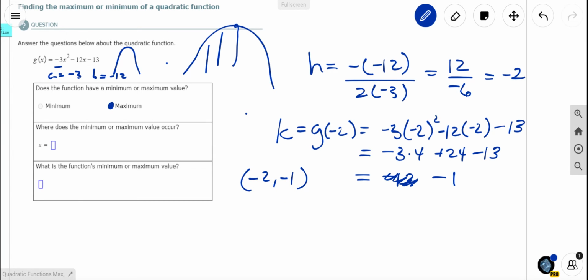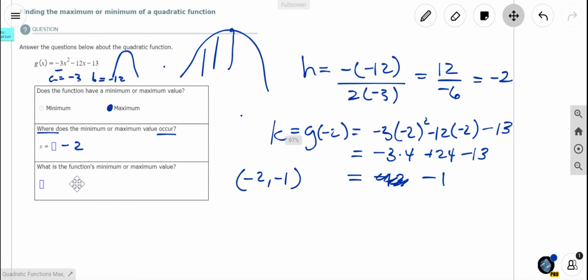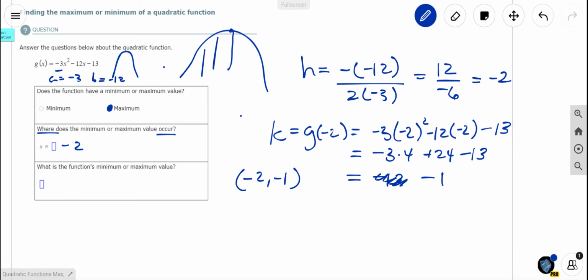So where does the maximum occur? Notice they switched it up. We got really happy with the way that it was happening, but now they did where does it occur? That's your x value. They did put x there. Be careful. Alex likes to do that. It likes to switch up the order so you don't get real comfortable. Okay, what is the maximum value? Negative 1. Okay, next.